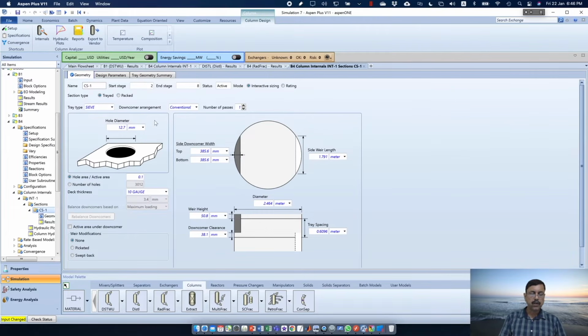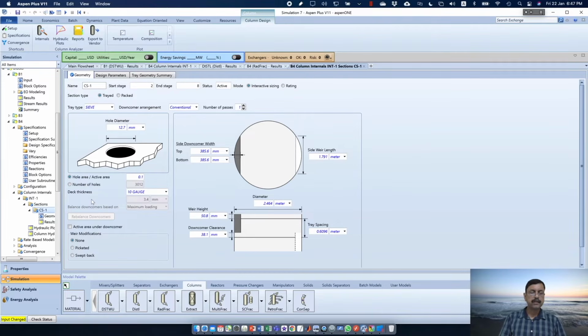That is, what is the hole area? If this is the sieve, then the hole area per active area is 0.1. You can choose the number of holes also. The side downcomer width, top and bottom, side weir length, weir height, downcomer clearance, diameter, tray spacing, everything is being suggested by Aspen Plus itself. You do not have to give any information. Aspen Plus can do the simulation with this. Later, if you are not happy with the final result, you can do the fine-tuning over here. But let us assume that these are correct and you are happy with this.